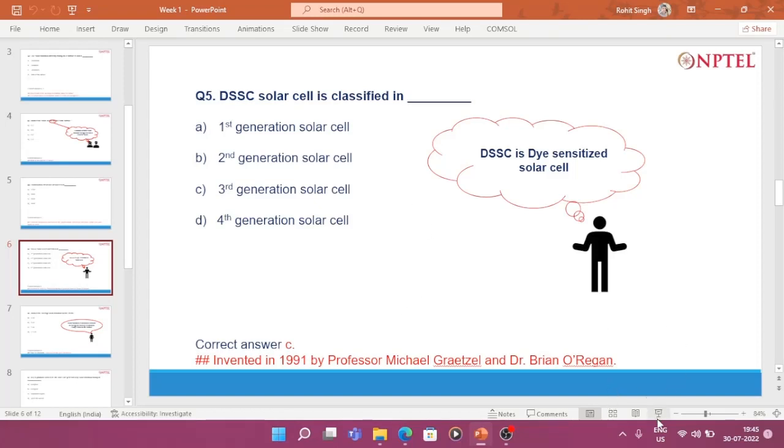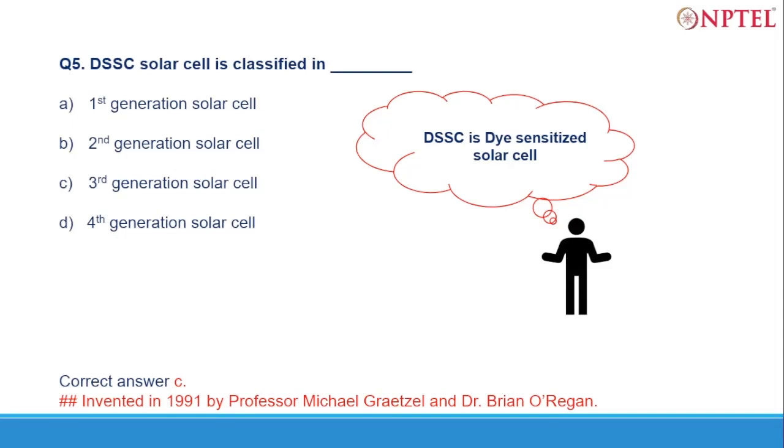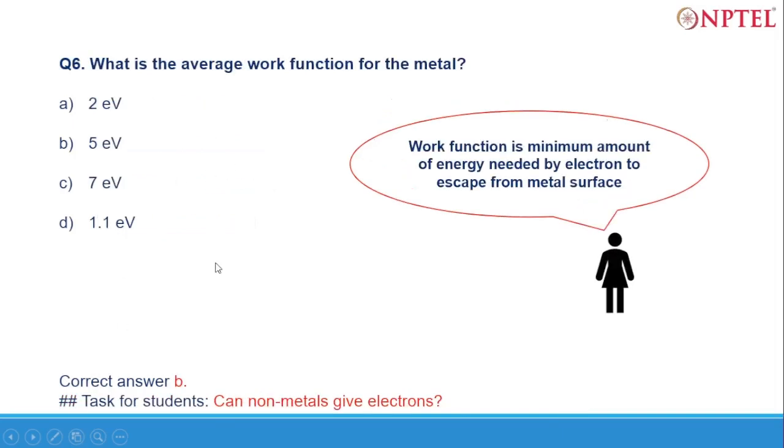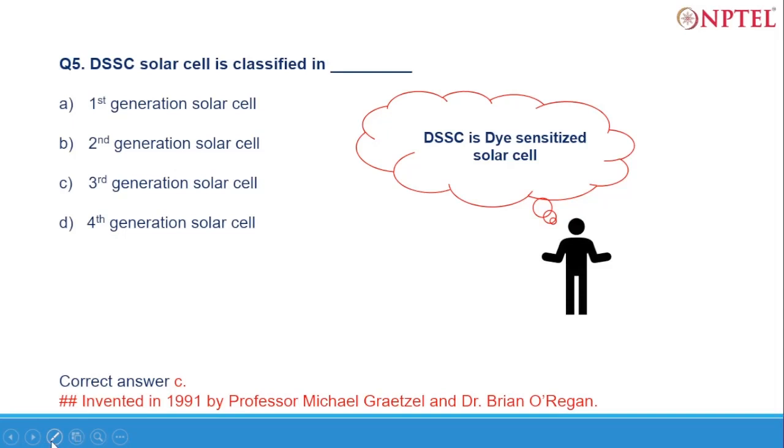Okay, slides are changing. Everybody can see the slides. Okay. The DSSC solar cell. See the fifth question. I just had a discussion on this dye-sensitized solar cell. So DSSC solar cell is classified in, so DSSC is basically a third generation solar cell. This you have to remember. This generation of solar cells you have to remember. So DSSC is basically a third generation solar cell.